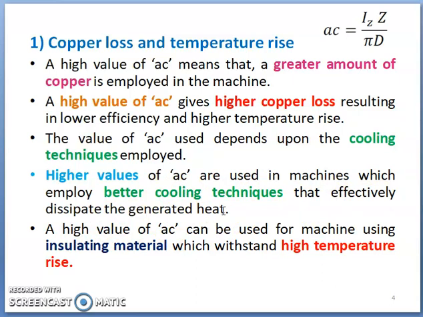If the rate at which heat rises and the rate at which heat is dissipated are balanced, and thermal equilibrium is achieved, there is no rise in temperature. Hence the designer may go for a higher value of AC depending on the cooling technique used, and definitely for water cooled and hydrogen cooled machines, higher values of AC can be chosen. A high value of AC can also be used for a machine using insulating material which withstands higher temperature rise.